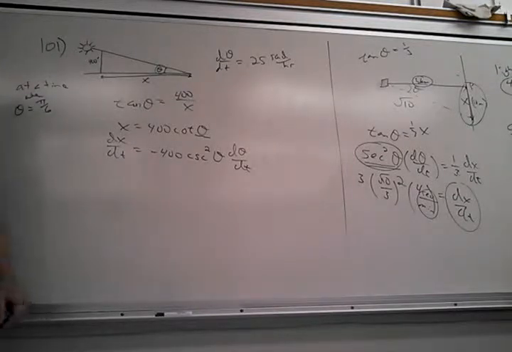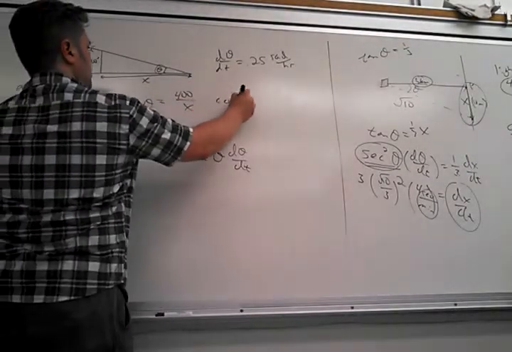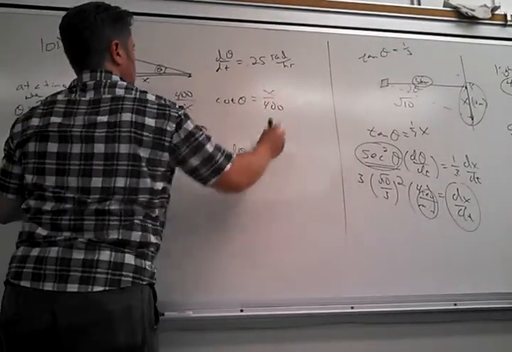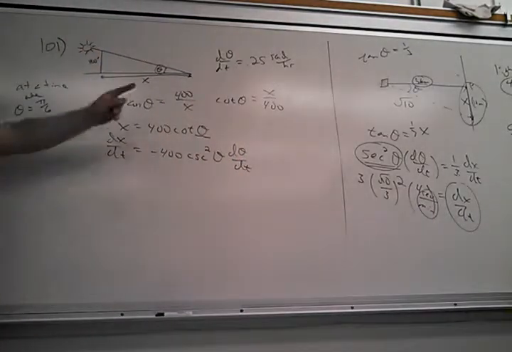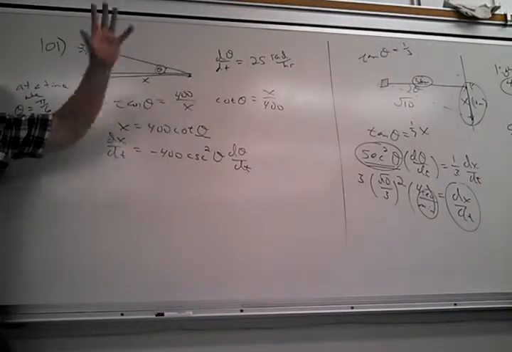How did you do the cotangent step? Well, tangent theta is 400 over x, so cotangent theta is x over 400. Then just multiply 400 up. Really, it doesn't matter which way you do it; it should come out the same at the end. But it's a little better to have something not on the bottom, right?